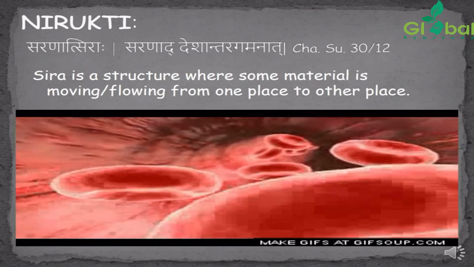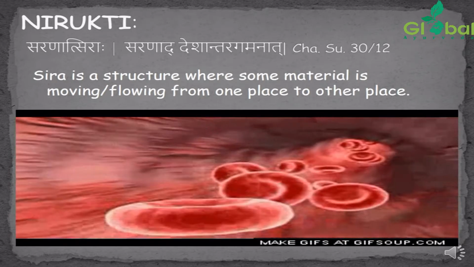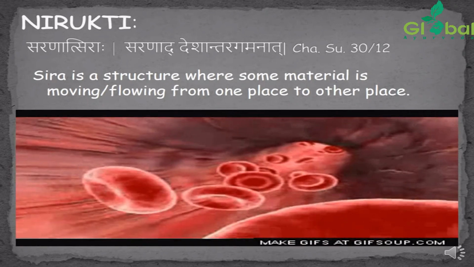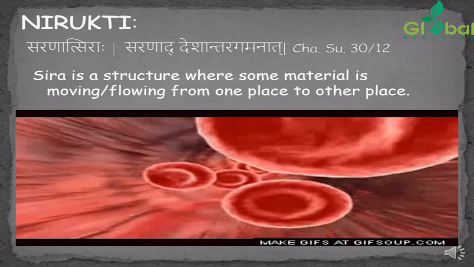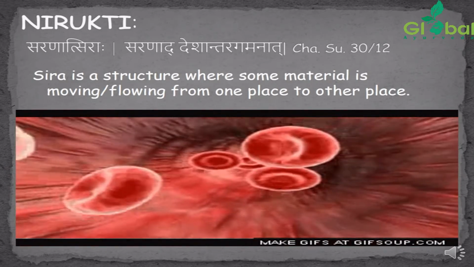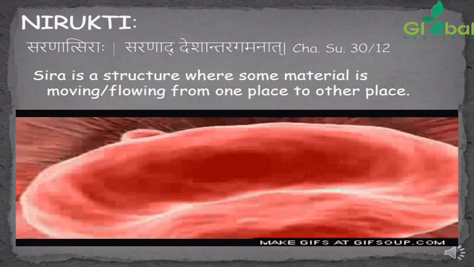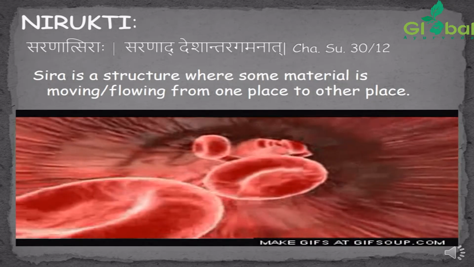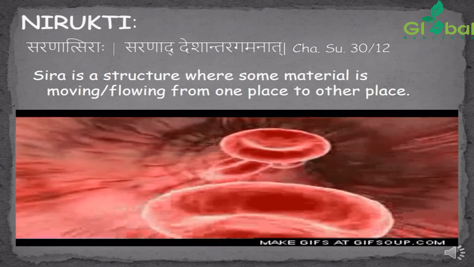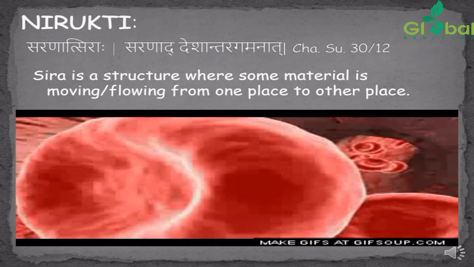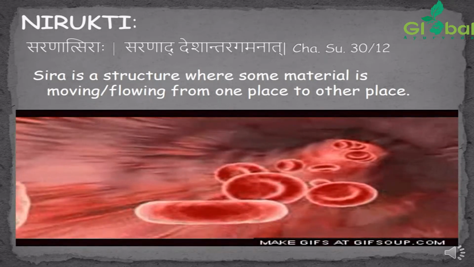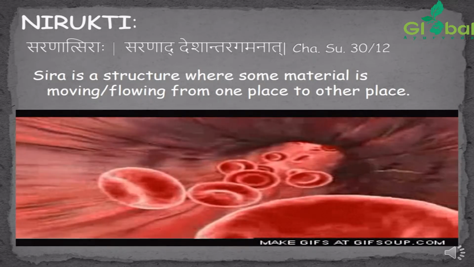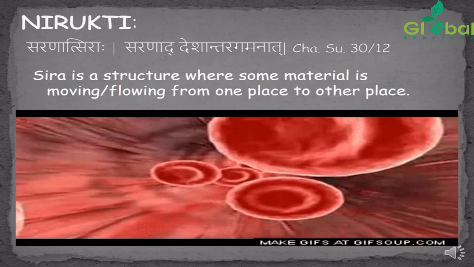Now Nirukti. What is Nirukti? Nirukti is Saranat Sira, Saranat Desantargamanat. That sloka is taken from Charak Samhita Sutrasthan chapter 30, verse 12. The meaning of Saranat: Sira is a structure where some material is moving or flowing from one place to another place.